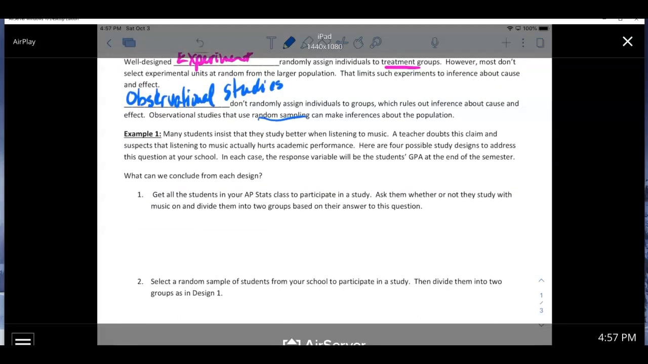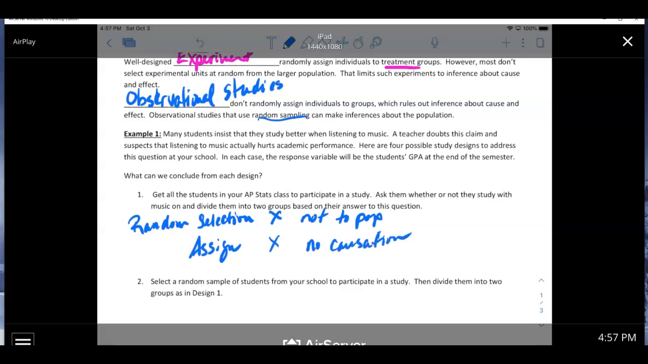Okay, next part is some examples about what we can conclude. Many students insist that they study better when listening to music. Ask them whether or not they study with music on and divide them into two groups based on the answer to this question. The first thing is always, did I randomly select from a population? Random selection? No. How about random assignment? Did we randomly assign them to different groups? No, based on whether they liked it or not. So without random selection, we cannot go to the population, and without random assignment, we cannot do cause and effect.